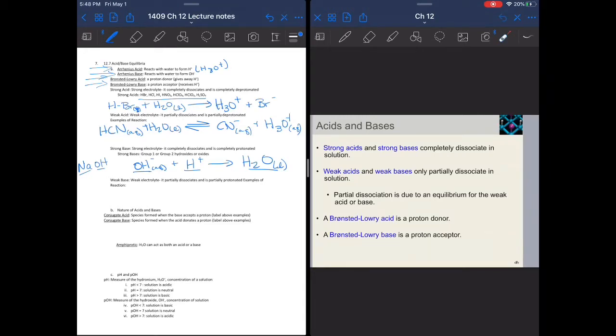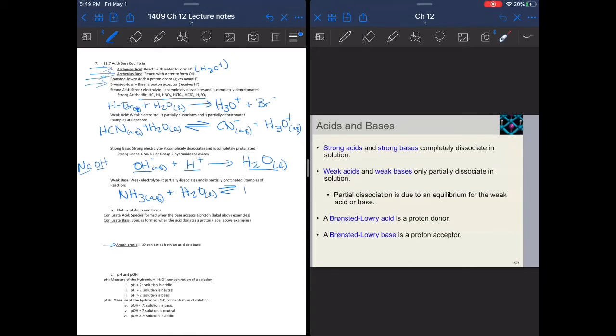A weak base, something like ammonia in solution, is going to accept a proton. So water is going to act as our acid here. You're going to see this note, it's a little bit further down, but water acting as both an acid or a base means it's amphiprotic.